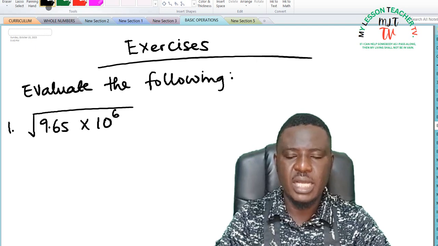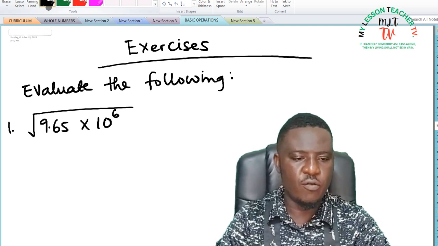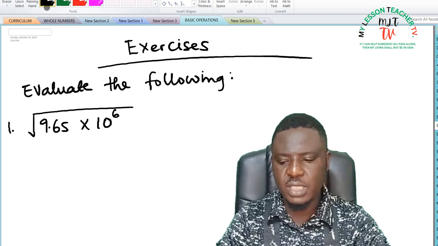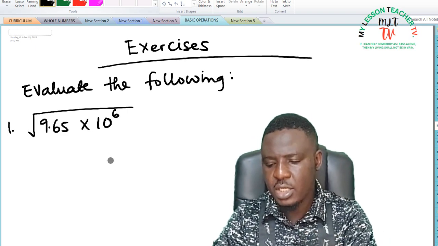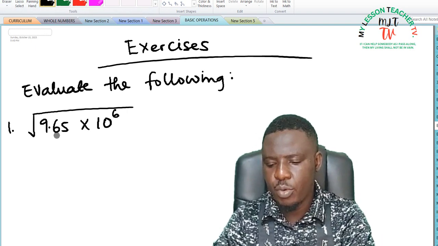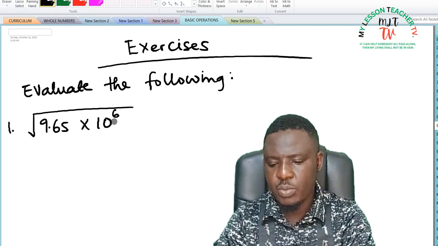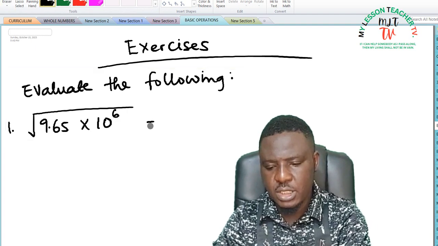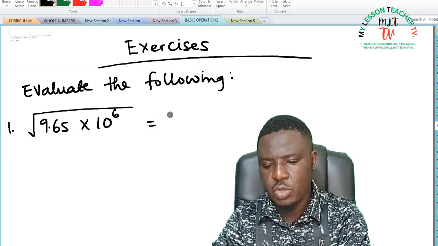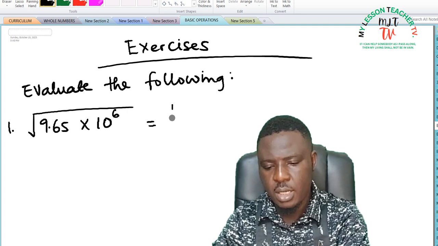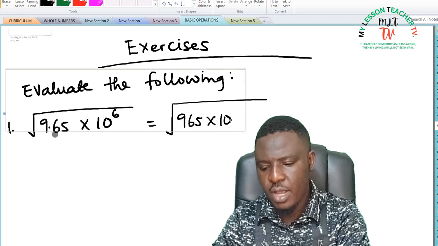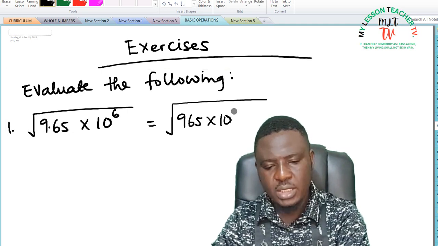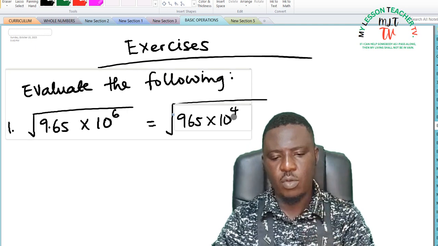We shall now take more exercises on evaluation of mixed calculations involving standard forms. Example 1, we are asked to find the square root of 9.65 times 10 raised to the power of 6. You express this as a whole number, this becomes the square root of 965 times 10 raised to the power of, I have moved the decimal point twice, that gives me 10 raised to the power of 4.